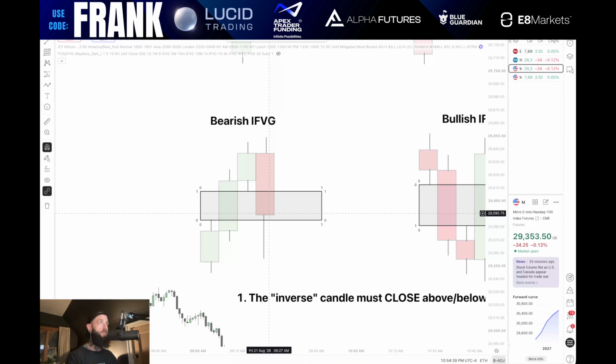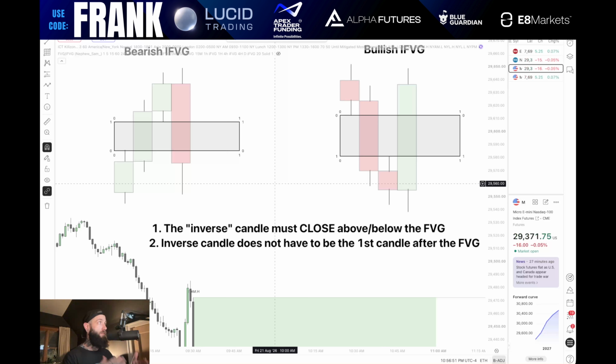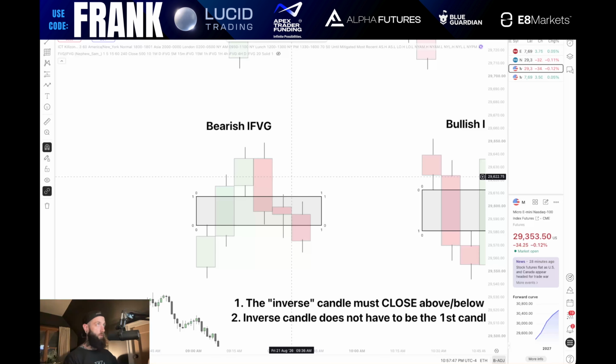Okay, now for number 2, the inverse candle does not have to be just the first candle after the fair value gap. It could be the second candle, the 5th candle, the 10th candle. So this right here is a perfect illustration of what I mean. We have the first candle here, which does not close below the fair value gap, so we do not inverse here. The second candle, we wick down here, but we do not close down here. So we do not inverse on this second candle. We inverse on this third candle because we have actual candle closure below this bullish fair value gap.